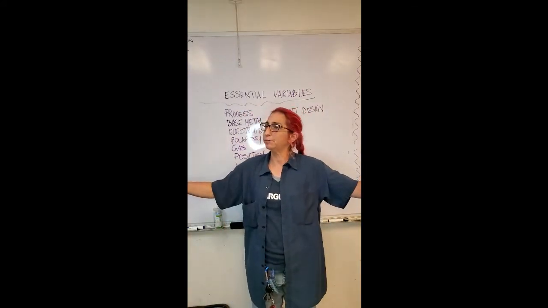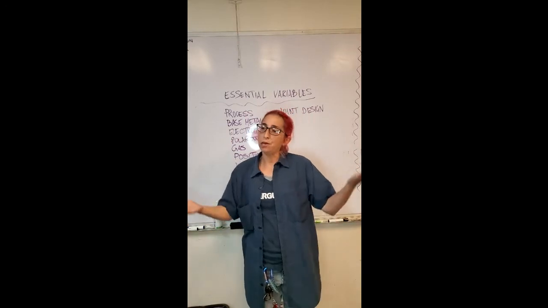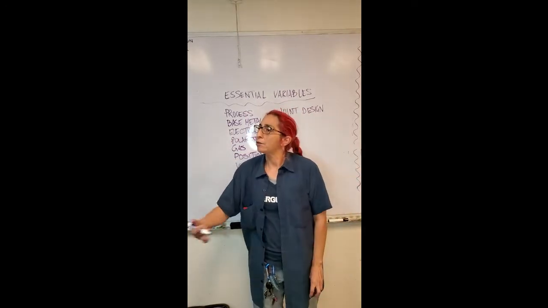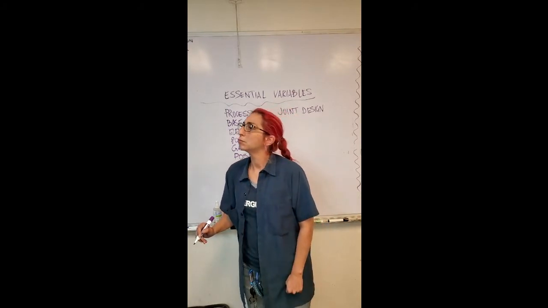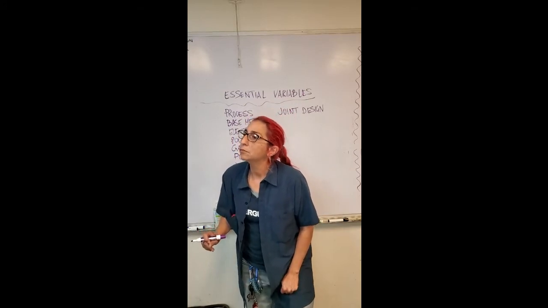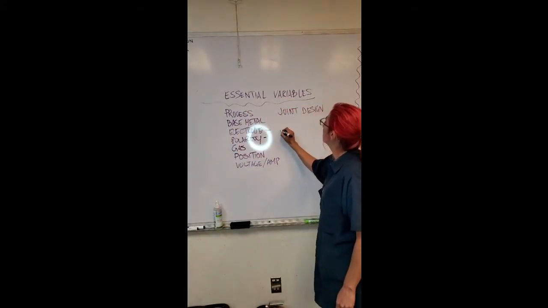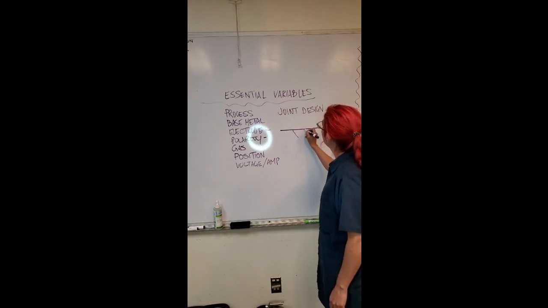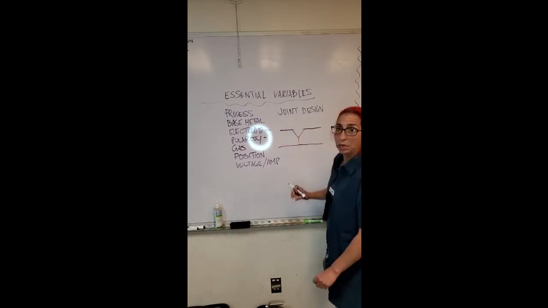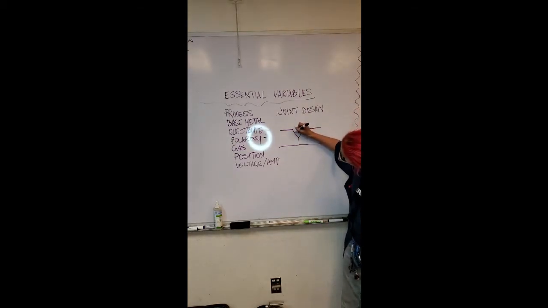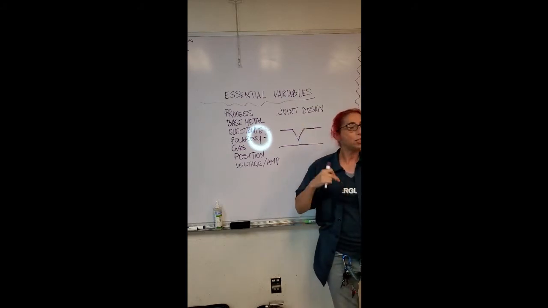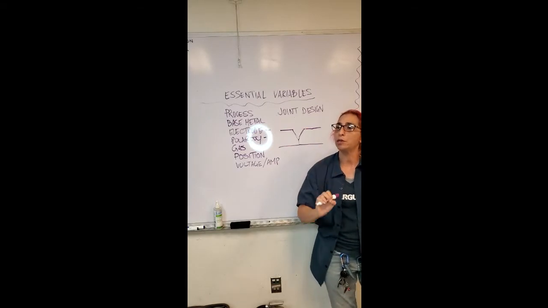How about back gouging? Why would we use a back gouge? Okay, so if we have a piece, let's assume that this is our joint. Can you see that? I'll make it a little bit longer so we don't have to back gouge so much. We can see that this is PJP, or partial joint penetration.